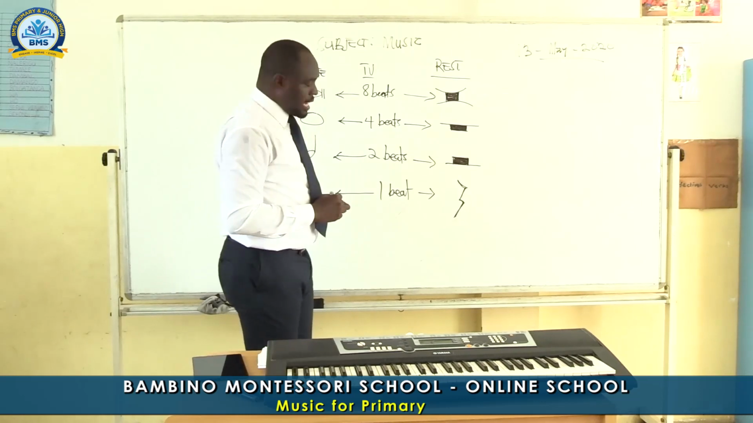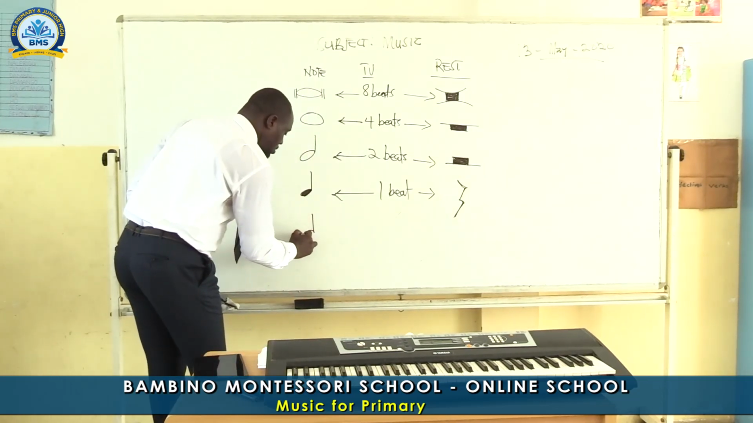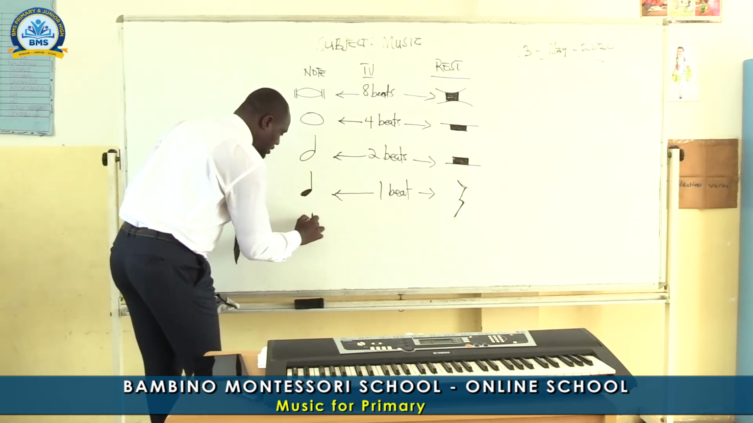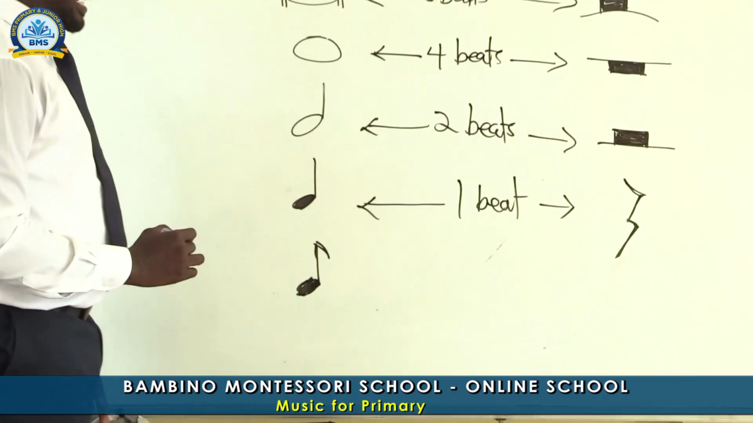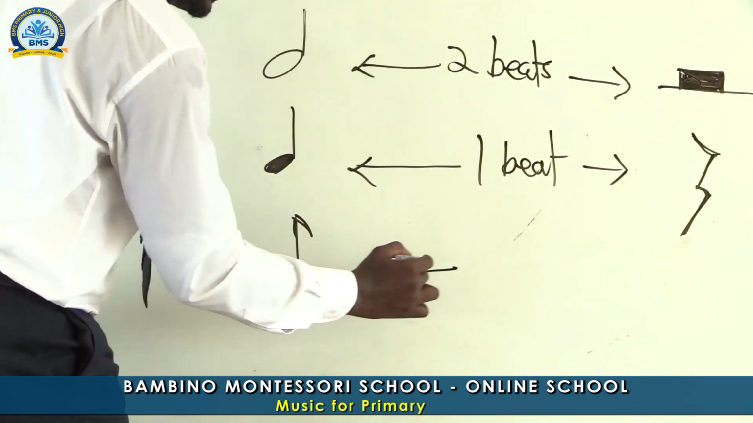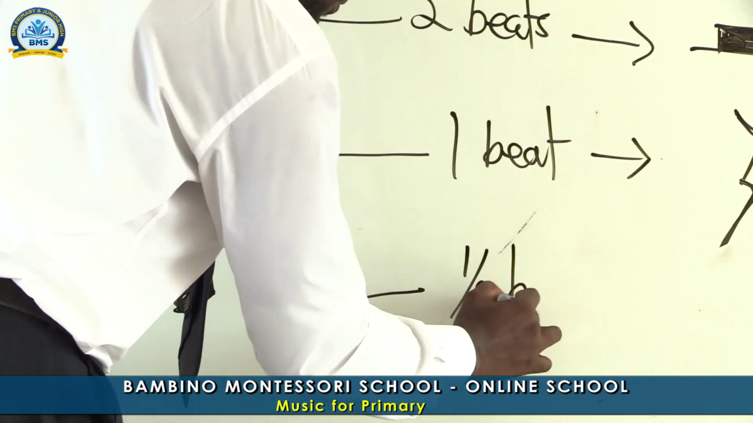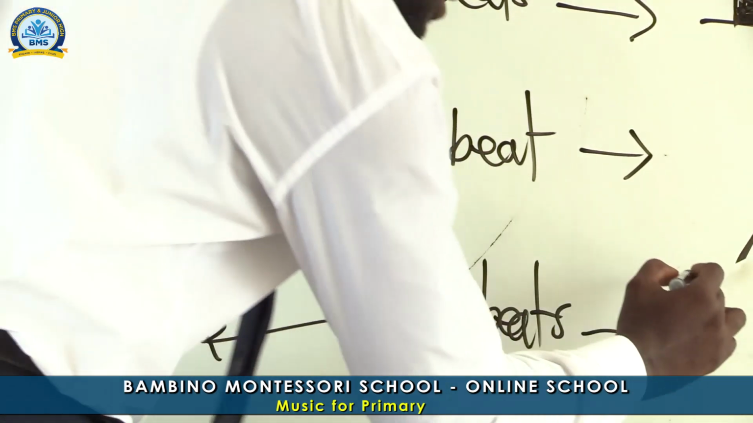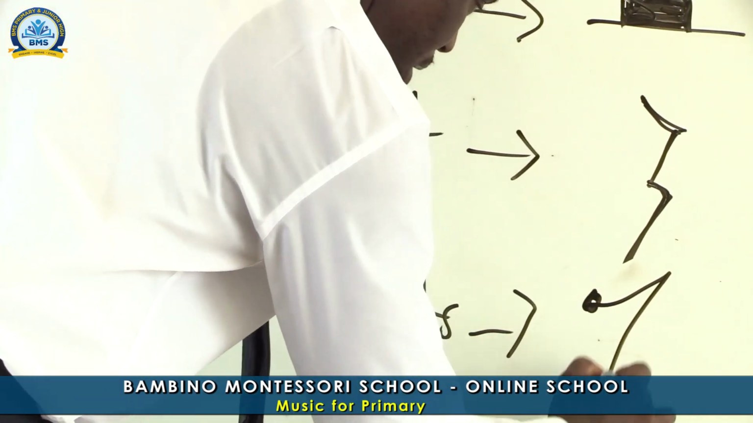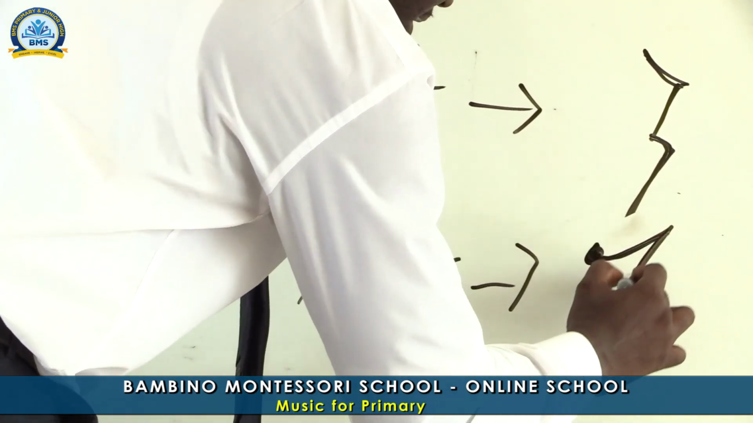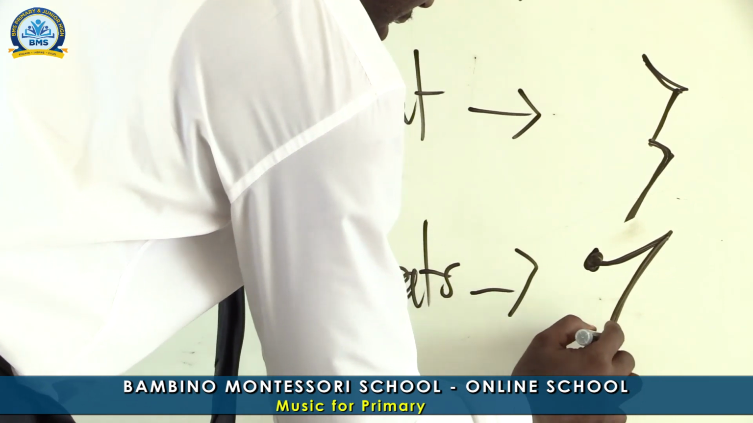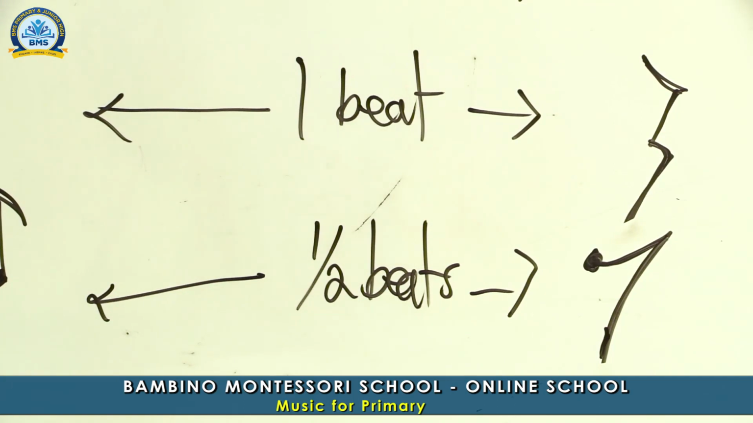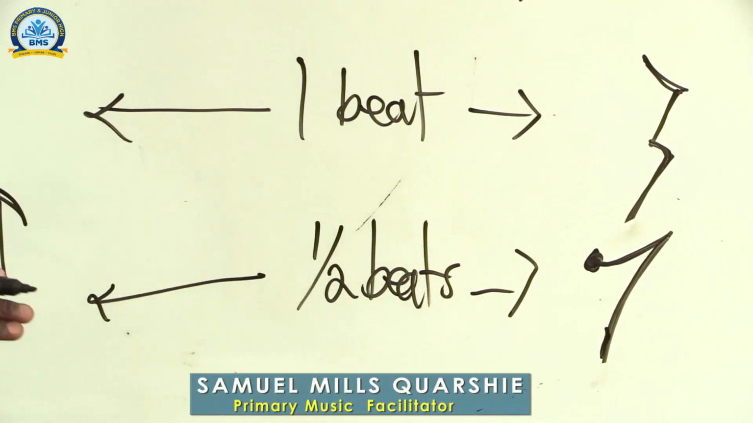Then let's look at the 8th note. The Americans call it 8th note. The British call it quaver. It has 1 flag. The 8th note has 1/2 beat. And this is its rest sign. This is how the rest sign looks. And so when you see this rest sign, it means don't play anything for 1/2 beat.